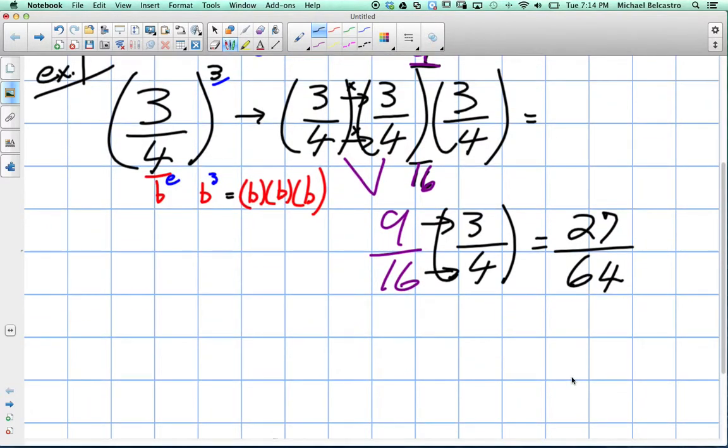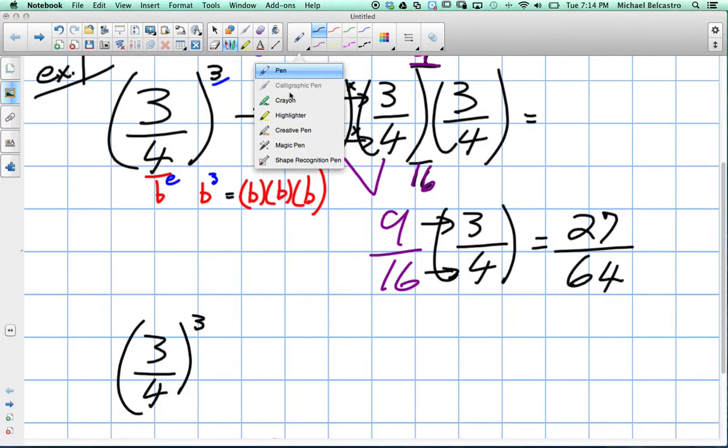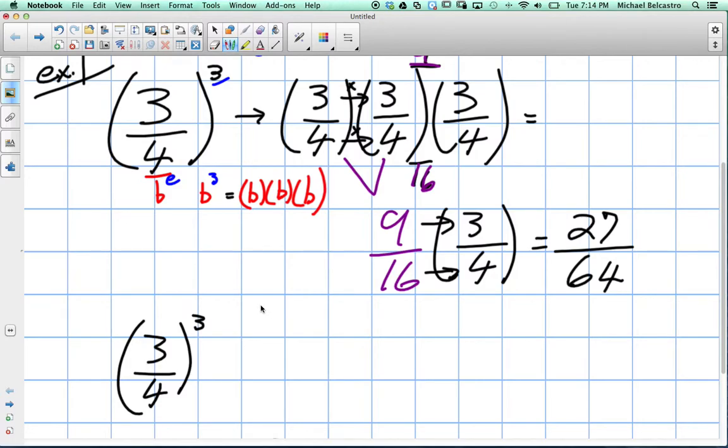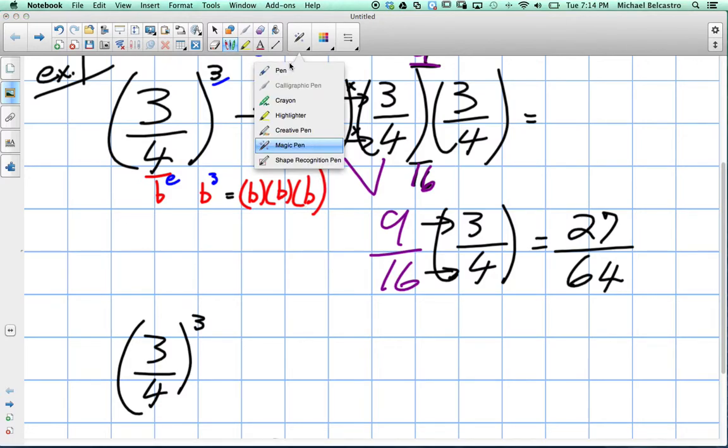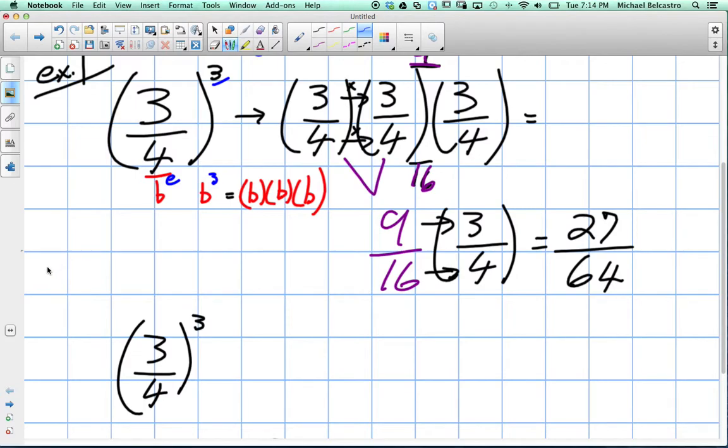Now, there's another way I could have done this: 3 over 4 to the power of 3. Have you done a power of a power yet? The exponent laws? It looks something like this. Let's say we have x to the power of 2 and then to the power of 3. The base x stays the same, and we just multiply the two powers, 2 times 3.